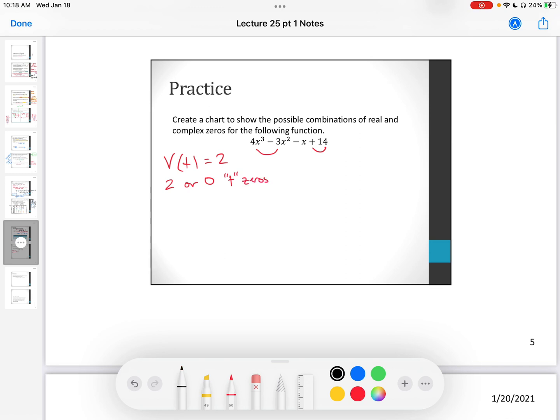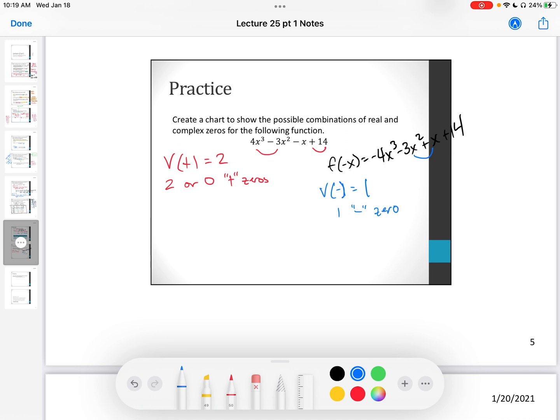Next, I need to plug in that f of negative x. Odd exponents change the sign. Evens do not. Odd, it changes. So on this one, how many variations do I have for my v negative? Negative, negative, negative, positive. So there's 1. And then positive, positive. So my v negative is just 1. So again, I only have one option. I have 1 negative zero.